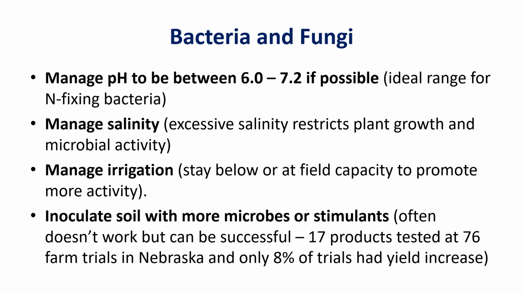Pay attention to your pH, which we normally do anyway for nutrient uptake and other reasons, but the ideal range here is between 6 and 7.2. That's what nitrogen fixing bacteria like, and that's beneficial for other reasons too. Manage salinity. If salinity gets out of hand, it's bad for the crop. It's also bad for the microbes. Irrigation: just avoid over irrigation and stay near field capacity. And in some soils, they suggest that even a little bit below field capacity is ideal for microbes.